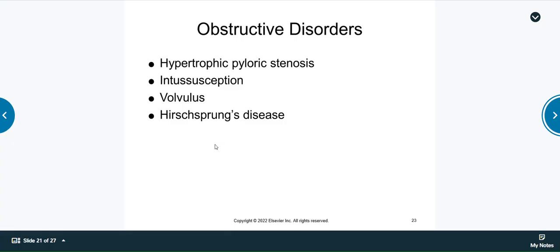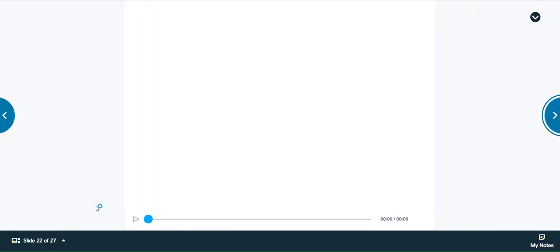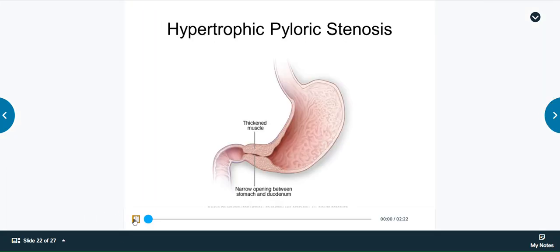Obstructive disorders: hypertrophic pyloric stenosis, intussusception, volvulus, Hirschsprung's disease. With hypertrophic pyloric stenosis, this is where the muscle around the pylorus obstructs gastric emptying. And you can kind of see in that image, there's a thickened muscle of the pylorus, and the stomach's unable to empty contents. The cause is unknown.